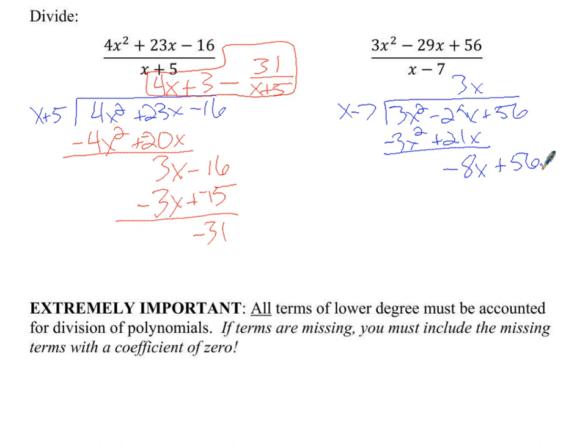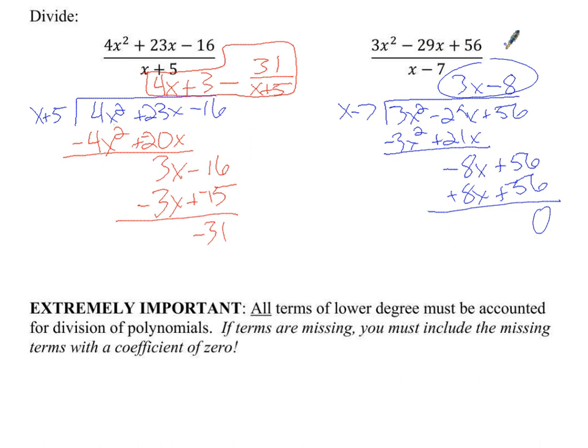Now what? What times x gives me negative 8x? Negative 8. So I write up here minus 8. So now negative 8 times x is negative 8x. Negative 8 times negative 7 is positive 56. We change all the signs and add, and we're left with 0. So is there a remainder here? No. So this one actually did divide evenly. x minus 7 times 3x minus 8 is this polynomial right here.